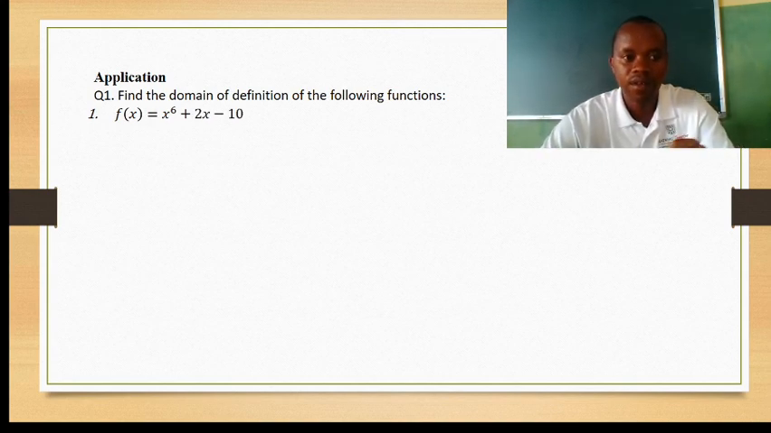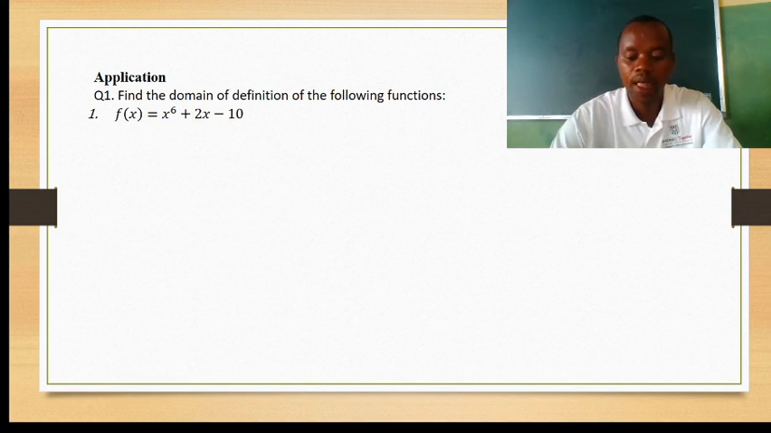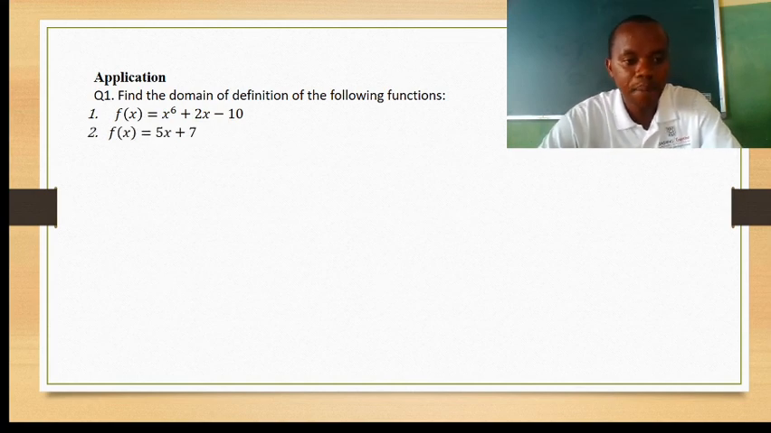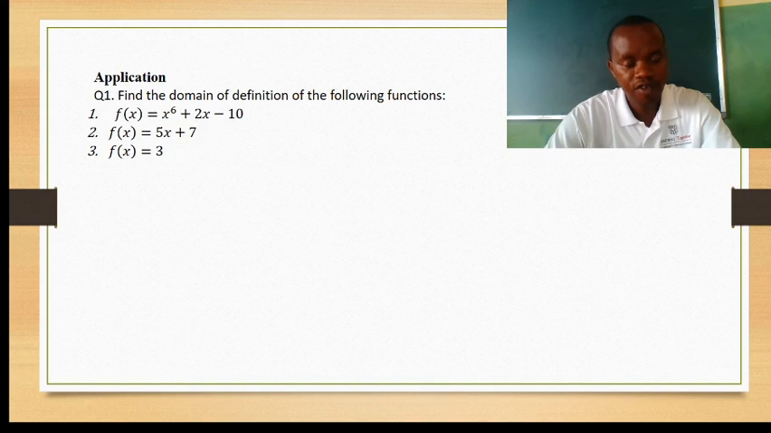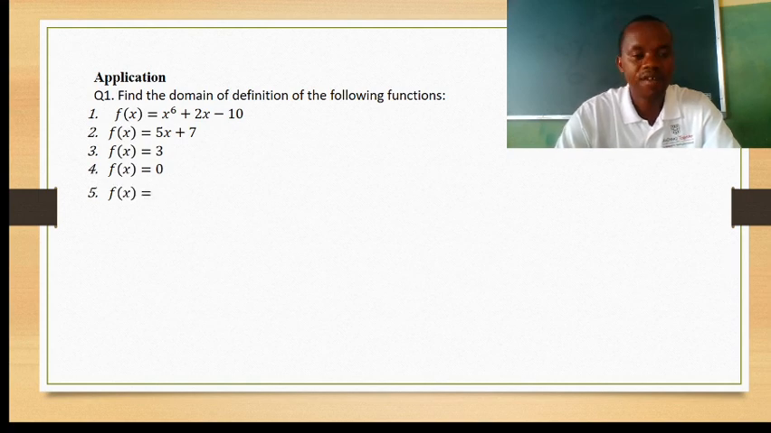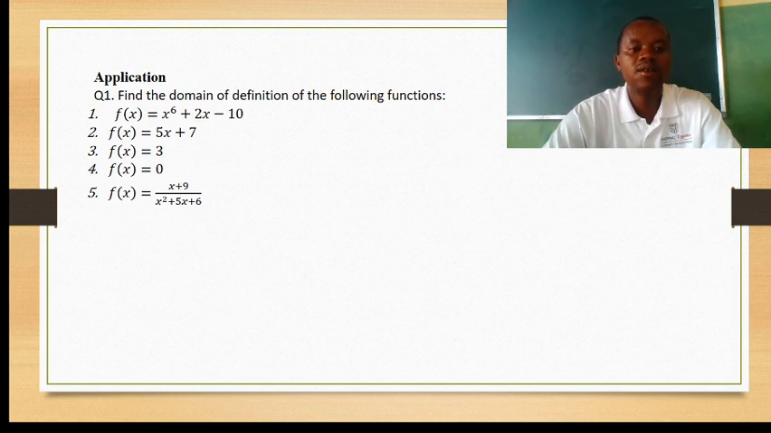We have function number 1, which is x power 6 plus 2x minus 10. Function number 2, we have f of x, which is equal to 5x plus 7. Number 3, f of x is equal to 3. Number 4, f of x is equal to 0. Number 5, f of x is equal to x plus 9 over x squared plus 5x plus 6.